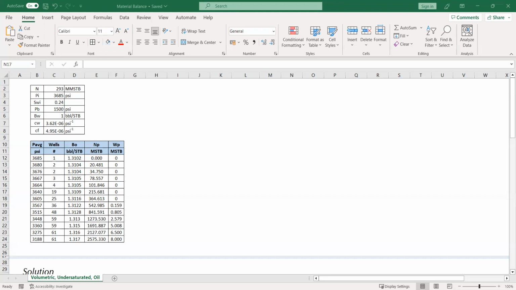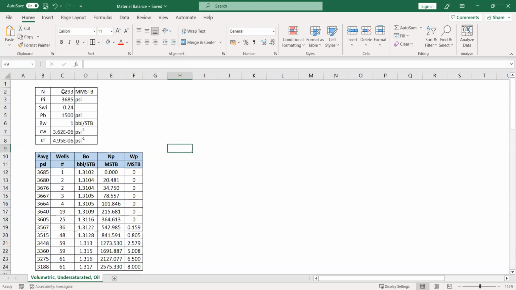All right, so now this is the data that we have. Let's jump directly into the data itself. Let's say we have an oil reservoir. Based on volumetric calculation, the geological computation, the original oil in place is 293 MMSTB. We also know the initial reservoir pressure to be 3,685 psi, the initial water saturation is 24%, and the bubble point pressure is 1500. So our initial pressure is well above the bubble point.